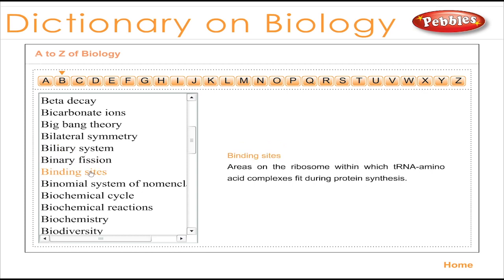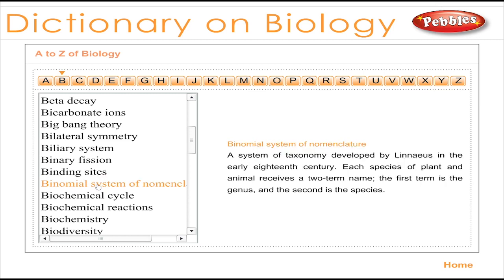Binding sites, areas on the ribosome within which tRNA amino acid complexes fit during protein synthesis. Binomial system of nomenclature, a system of taxonomy developed by Linnaeus in the early 18th century. Each species of plant and animal receives a 2-term name. The first term is the genus and the second is the species.